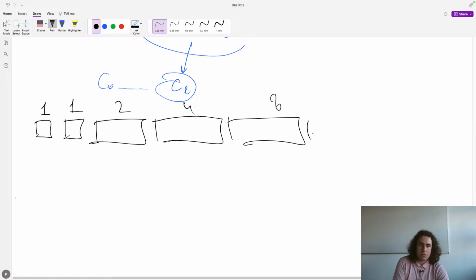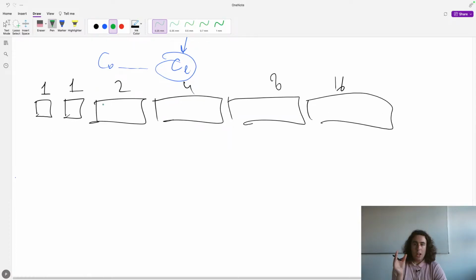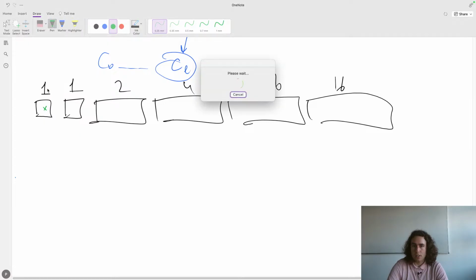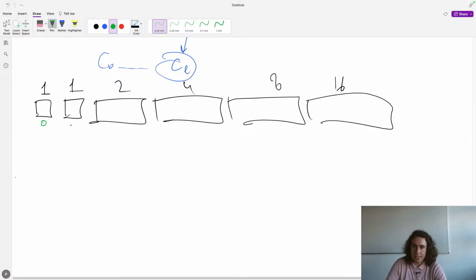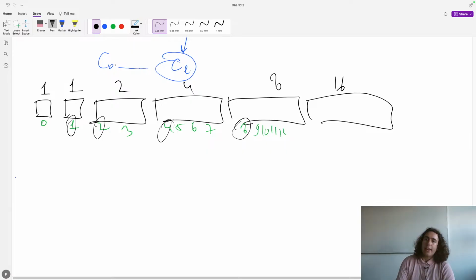And so on, right? So 1, 1, 2, 4, 8, 16, and so on. Basically, the start of every block, except for the 0th one, is a power of 2, right? So this is index 0, 1, 2, 3, 4, 5, 6, 7, 8, 9, 10, 11, 12, and so on. So this block starts at 1, 2, 4, 8, and so on, right?